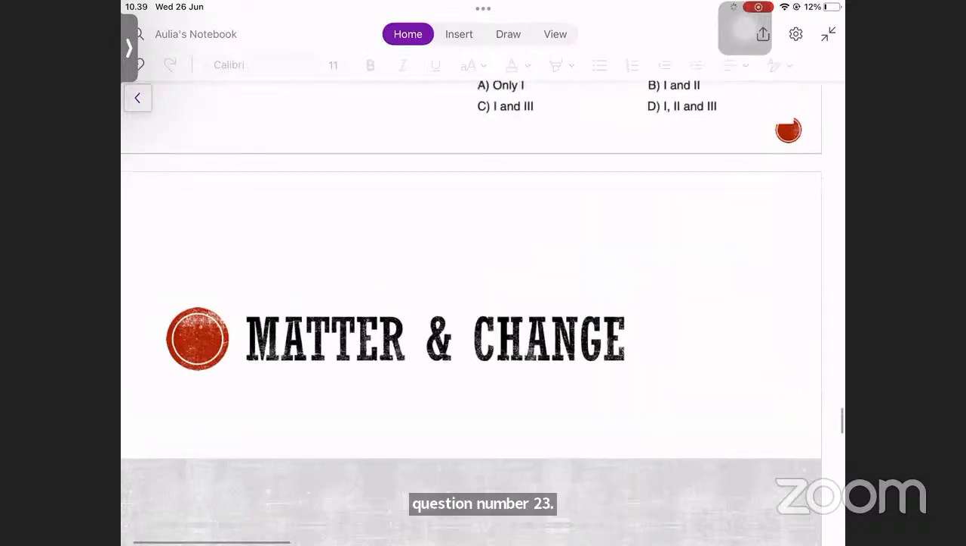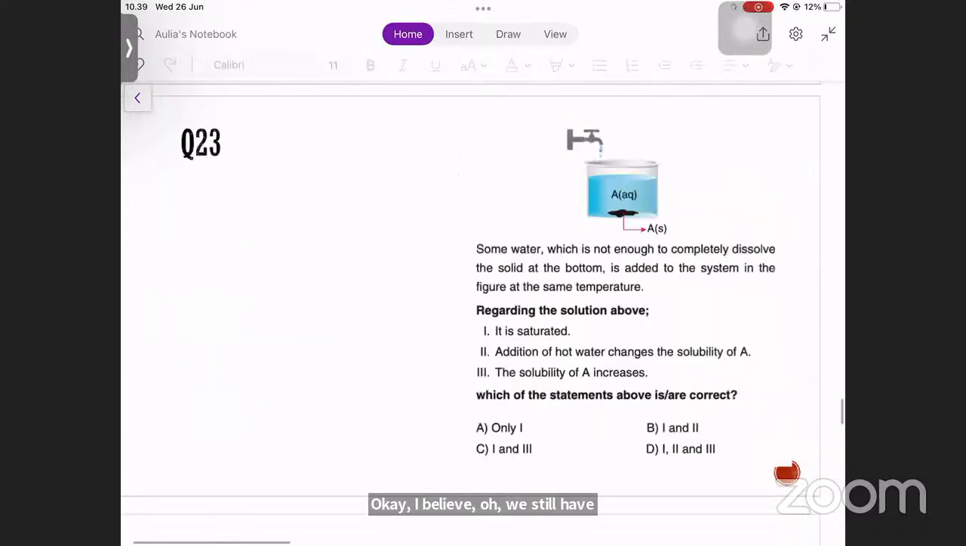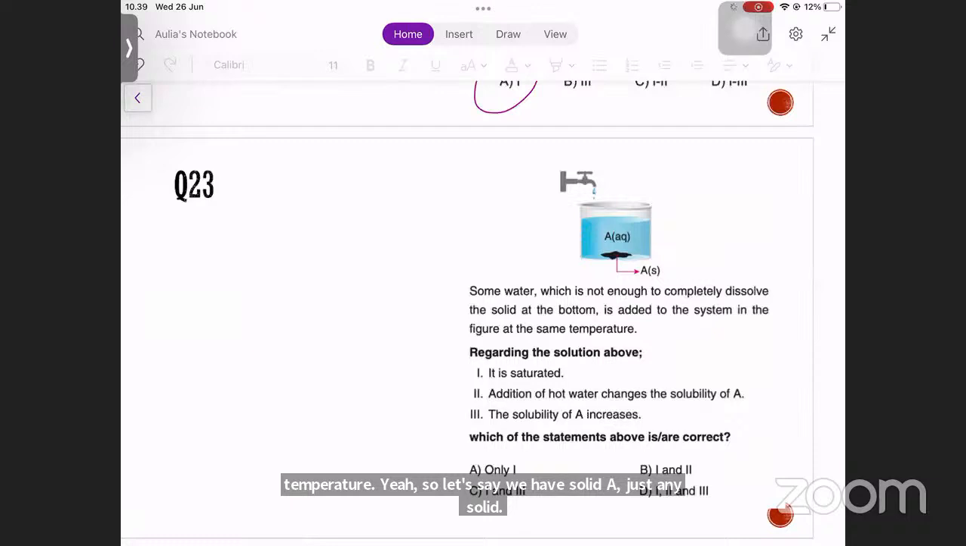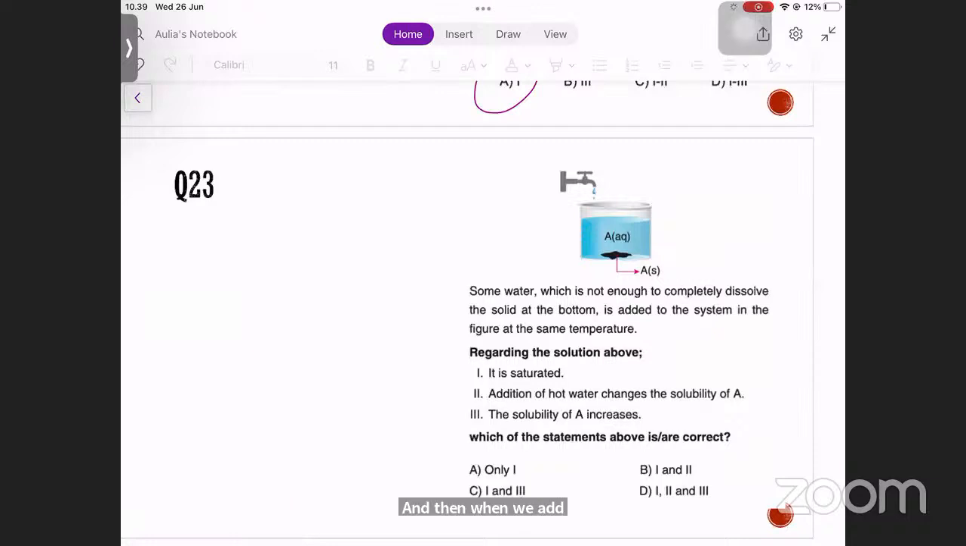Okay, I believe we still have another. Here, some water, which is not enough to completely dissolve the solid at the bottom, is added to the system in the figure at the same temperature. So let's say we have solid A, just any solid. When we add a specific amount of water, it is still not enough to dissolve the solid.